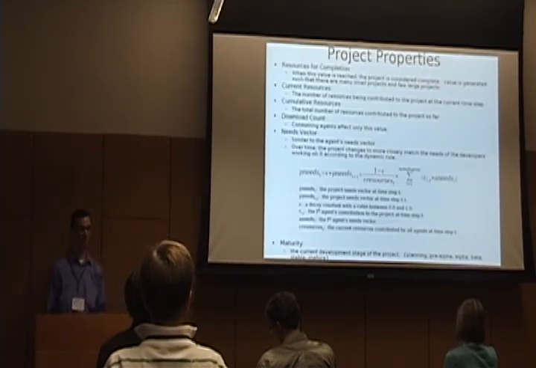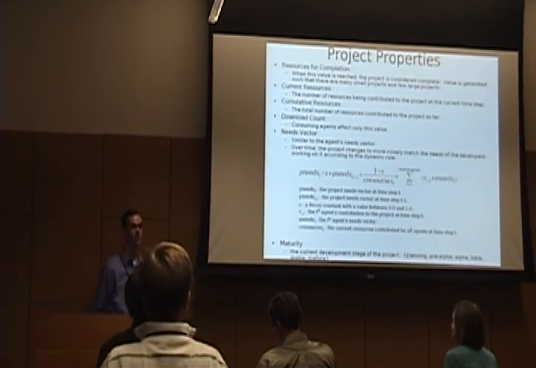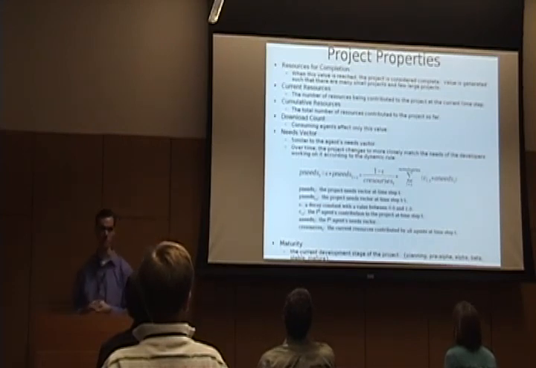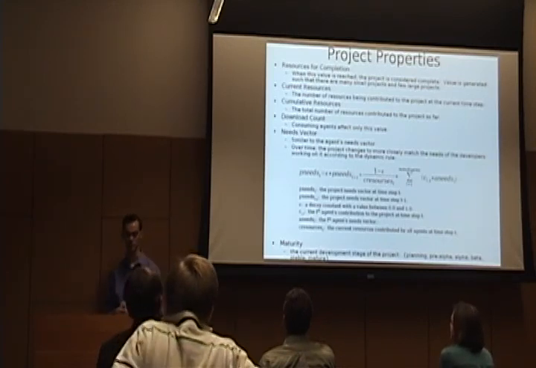The projects also have some properties that we keep track of. When we create a project, it has a certain final size that it has to be. This could be a small project, or is this going to be a big project? Current resources: that's how much work is actually being done by the agents who are currently working on the project. Cumulative resources: how much work has been done up until this point since the beginning of time. Download count, very obvious: how many times have agents chosen to download a project based on being interested in it.